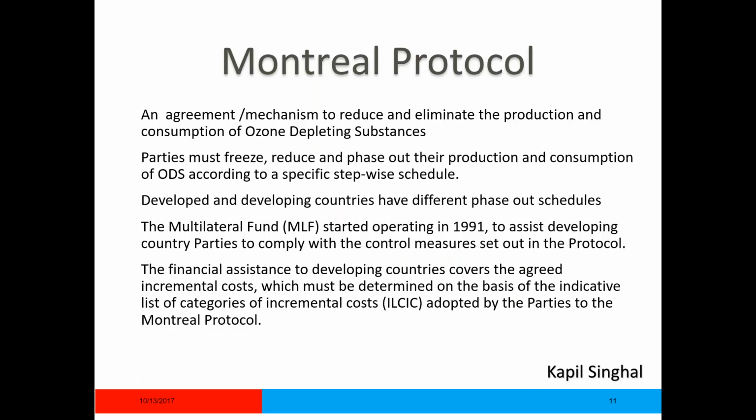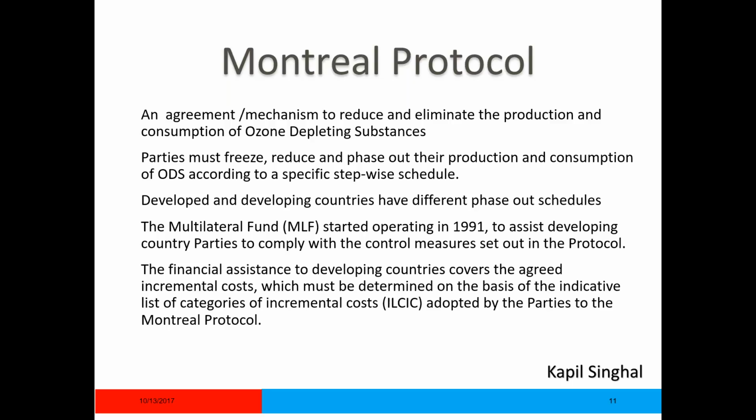So what the Montreal Protocol is, it's an agreement and mechanism to reduce and eliminate the production and consumption of ozone depleting substances. Production means you are controlling the source. We can do that because all these ozone depleting substances are man-made chemicals. Once they are man-made chemicals, they can be controlled by limiting the production. So production is limited, consumption is limited. That's how the Montreal Protocol works, to eliminate the entire damaging chemicals from existence.